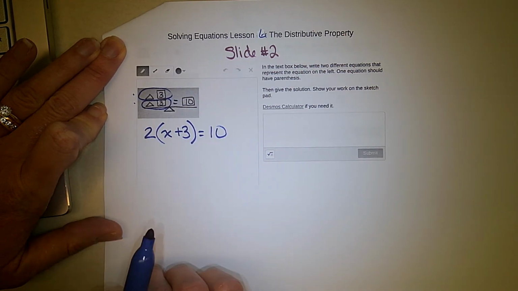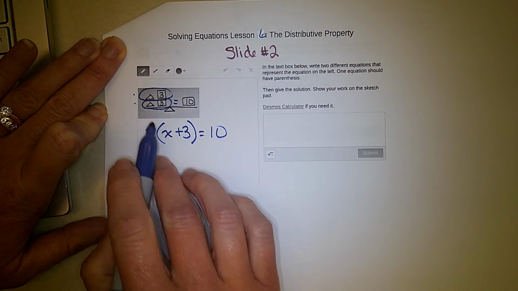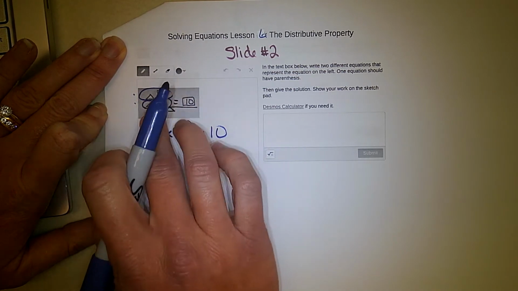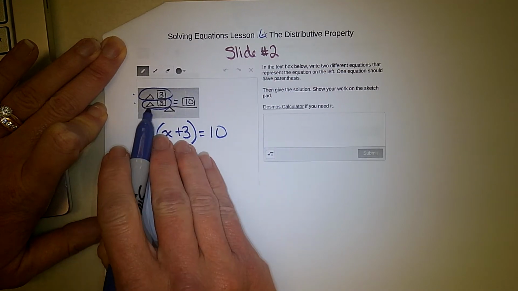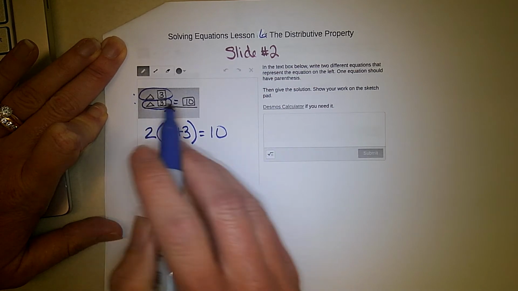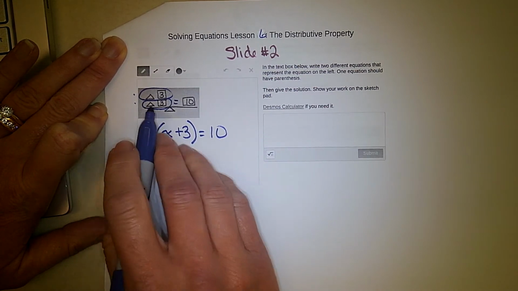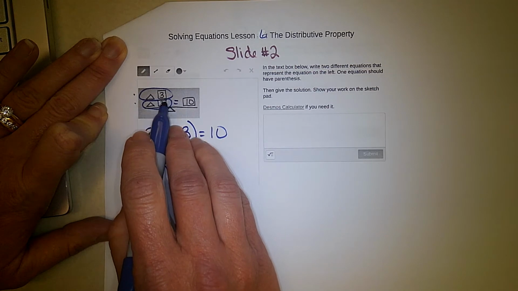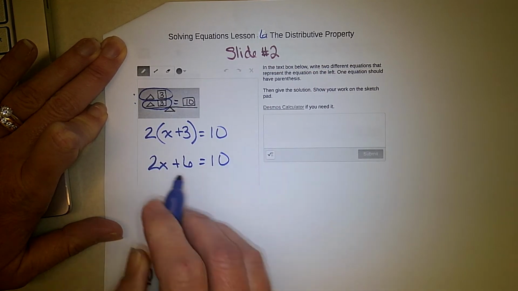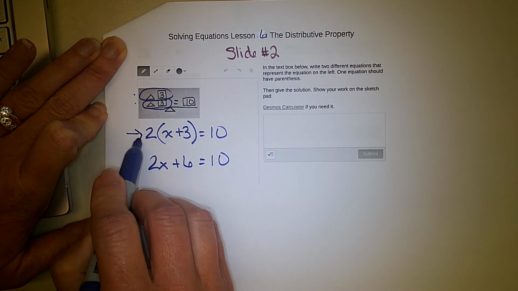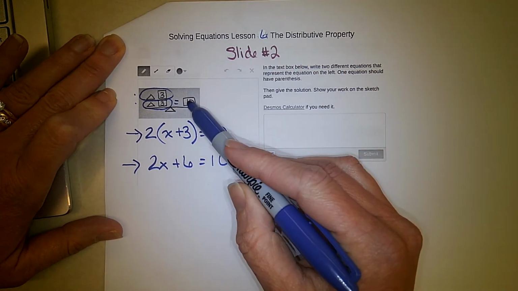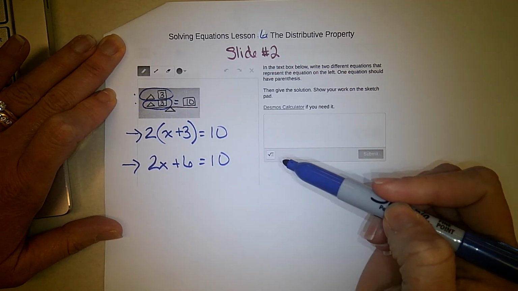Now, you also probably were able to see that not only did this equation represent this model, but you probably would have just noticed, hey, why do we have to write it this way? I can look at this picture and I can see there's two x's. I could see there's two 3's. 3 plus 3 is 6. And that equals 10. These are two very different yet equivalent equations that match this picture model of an equation.